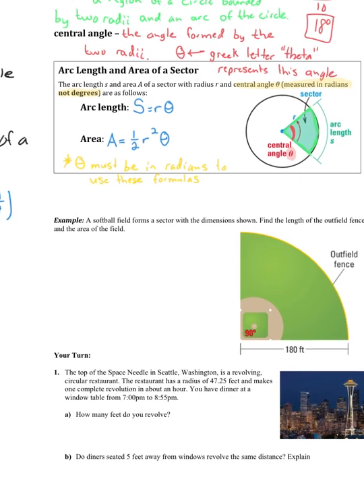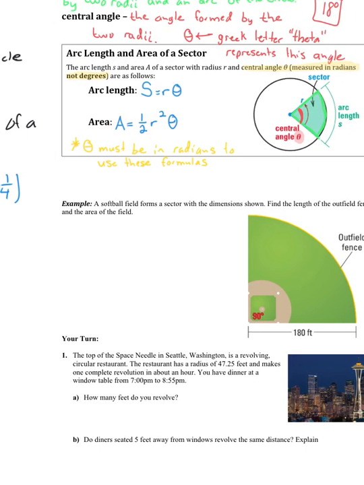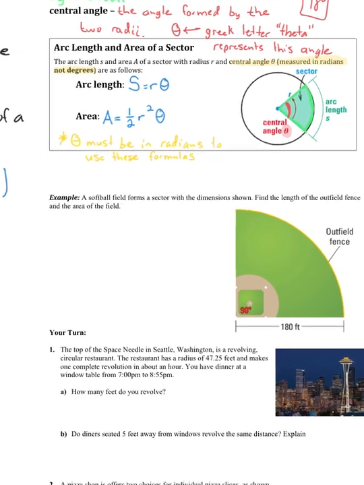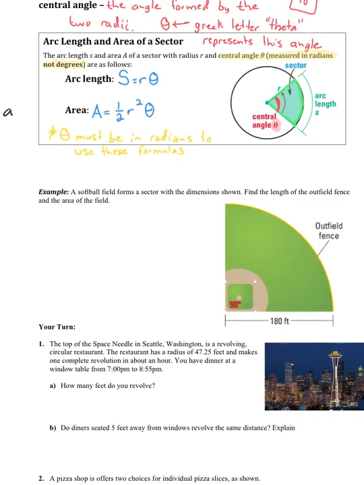Let's do one example together. A softball field forms a sector with dimensions shown. Find the length of the outfield fence. So that's the first thing, the length of the fence. That's an arc length problem. And then find the area of the field.